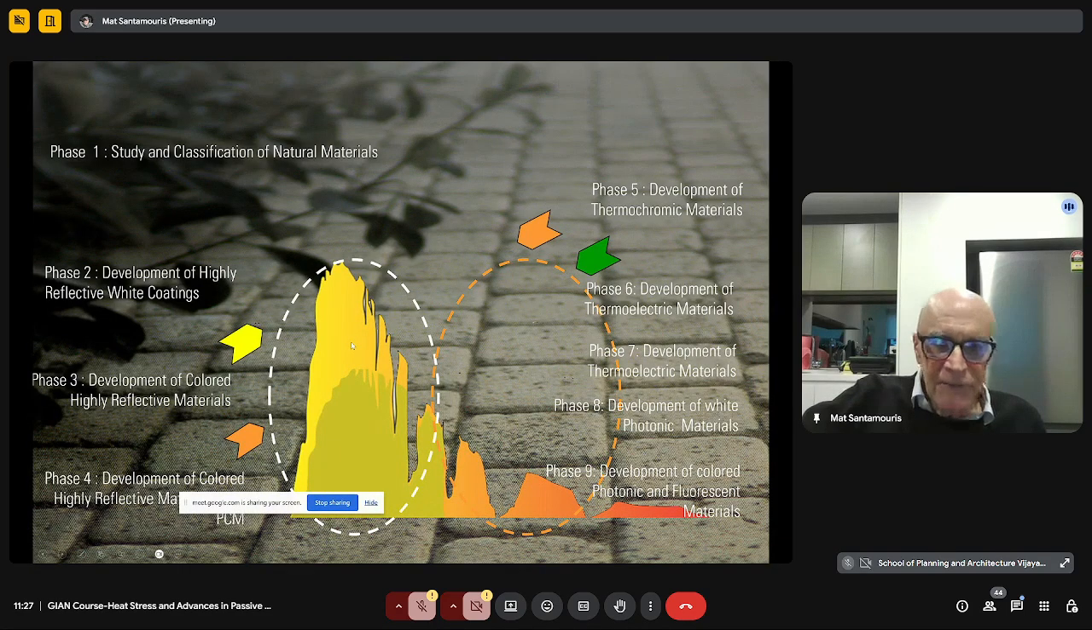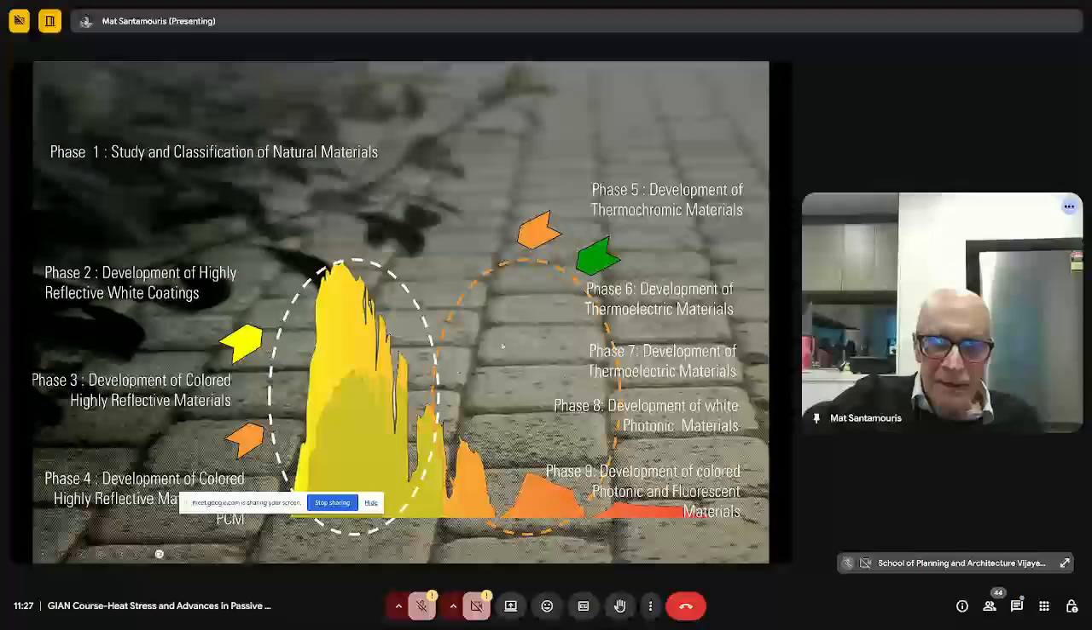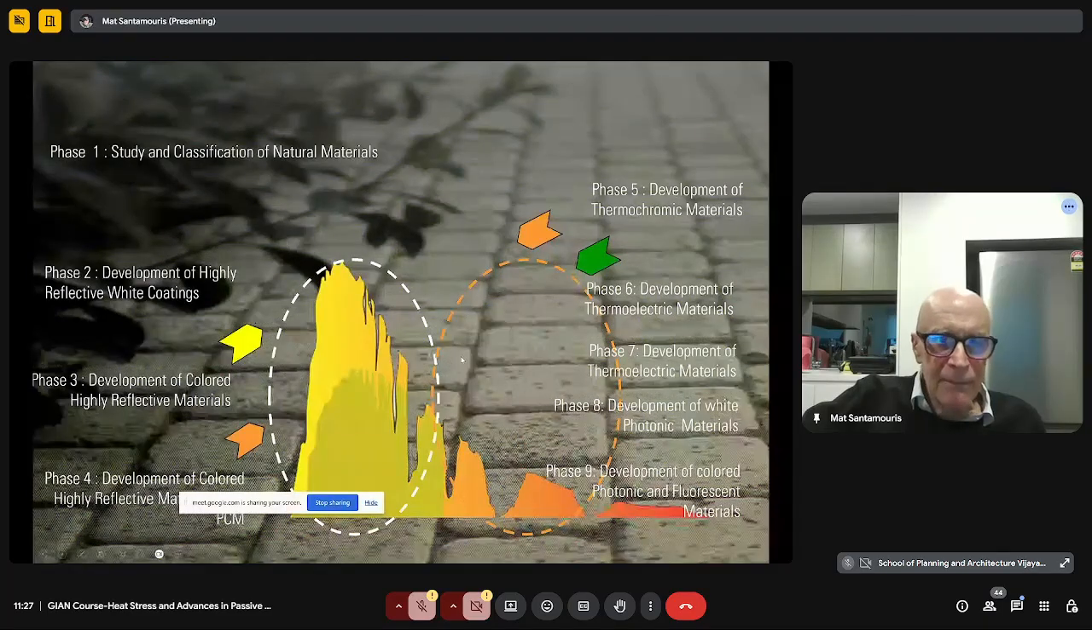But it's not necessary to have a very high absorbance in the infrared. We may succeed in having a very high reflectance in the infrared. So the average absorptance may be much lower than that of the conventional material. And this is the principle that we use to develop the highly reflective color materials. We'll come back to that.